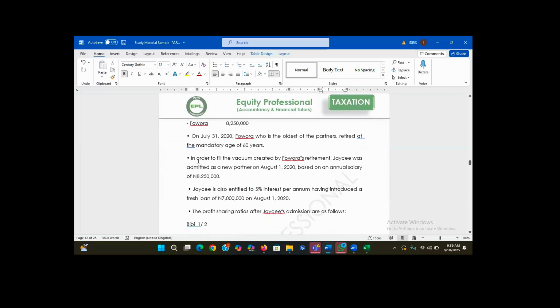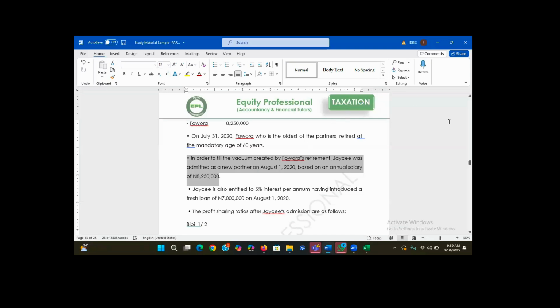Look at this again. Somebody help me read this. In order to fill the vacuum created by Fowora's retirement, JC was admitted as a new partner on August 1, 2020, based on an annual salary of 8,250,000. JC was admitted on which day? August 1. That means for 2020, how many months did JC work? 5 months.